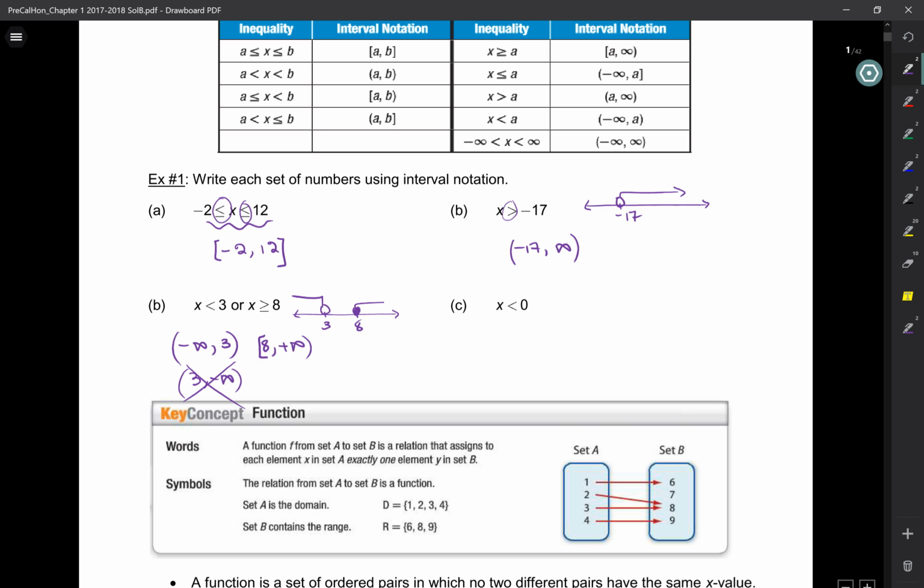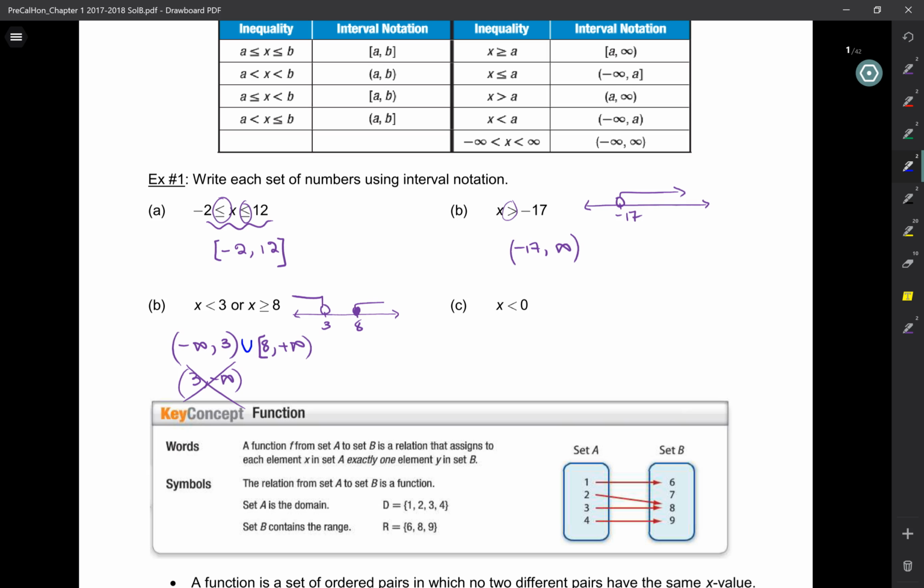Now, 8 needs a closed bracket. Okay, now, a few things here. Notice in problem B, I just put infinity. Here I put positive infinity. In the case of the positive infinity, it really makes no difference whether or not you put the plus. Now, before I take a question, in the middle of these two, we need this symbol. This is a union, and it means or. Okay? Is that your question?